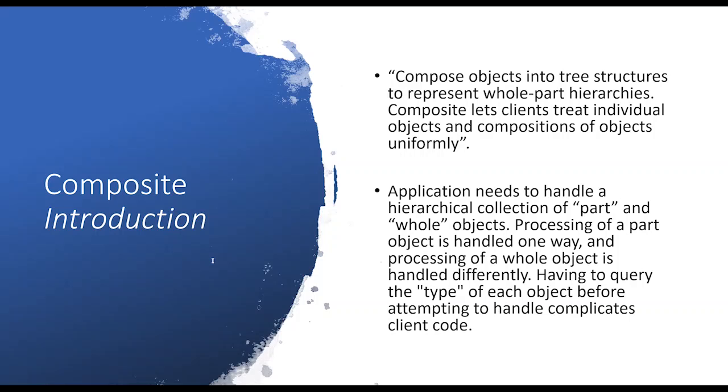In this context, we can also call leaf objects the part objects, and composite objects can also be called the whole objects. Whole objects will consist of the part objects or partial objects. So what's the solution to the problem which we discussed?